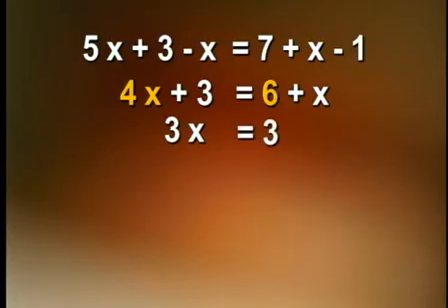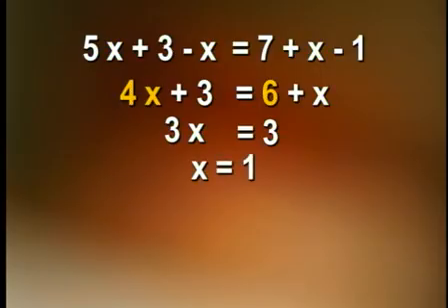Once we have an equation that has a number times the x equals a number, we divide both sides by the number in front of the x. In fact, there's a name for the number in front of a variable such as x. That number is called the coefficient. And therefore we divide both sides by the coefficient 3. And we get x equals 1.